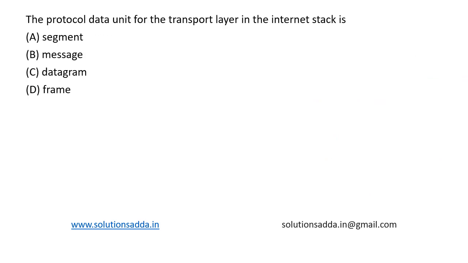This is a question from computer networks. The protocol data unit for the transport layer in the internet stack is, and 4 options are given. So let's write the answer. For the physical layer, the protocol data unit is stream. For the data link layer, it is frame.